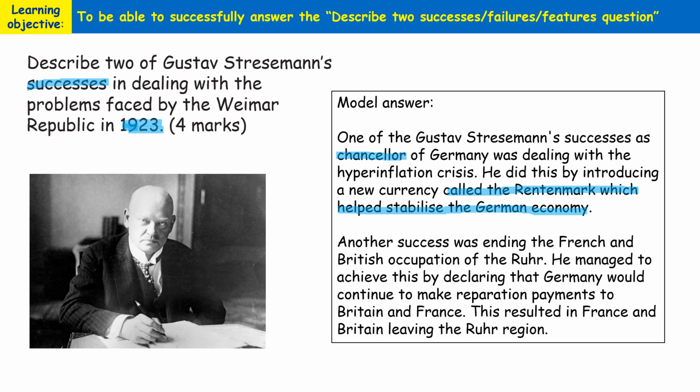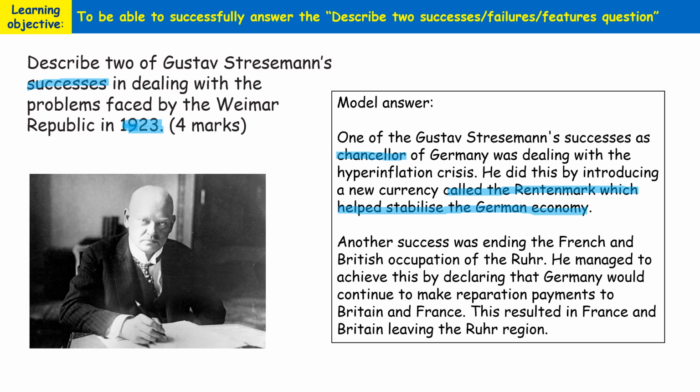So we're showing good knowledge about what happened in 1923 in Germany under Gustav Stresemann, and we're showing good understanding because we're saying it helped to stabilize the German economy, the fact that he recalled the old currency and introduced a new one called the Rentenmark. That paragraph in itself will probably get you 2 marks, but we have to describe 2, not just 1 but 2 of Gustav Stresemann's successes. So we need to write about another success in our answer.